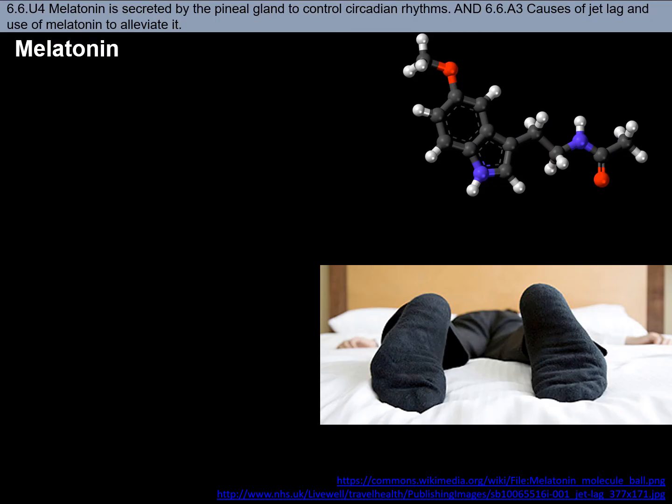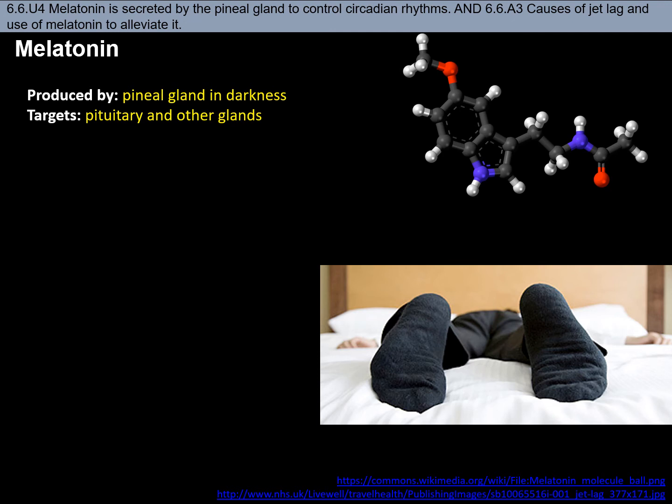Okay, and one more example you should know about before we move on to talk about sex hormones and sex determination: melatonin. So melatonin comes from your pineal gland. Remember that really small one right in the middle of your brain? And basically, the pineal gland is responding to the amount of light and darkness that you're being exposed to.